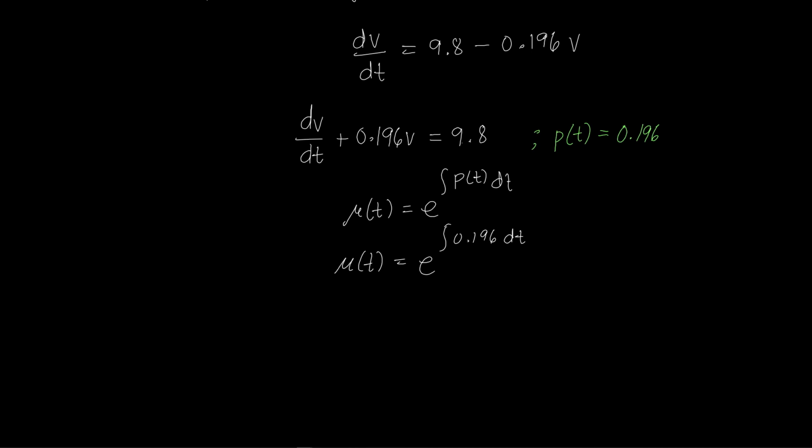0.196t, sir. Okay, 0.196t. So we have mu of t equal to e raised to the power of 0.196t plus c? Yes, sir. Okay. We can leave it for later, since we already showed throughout that C and K just get mixed together.